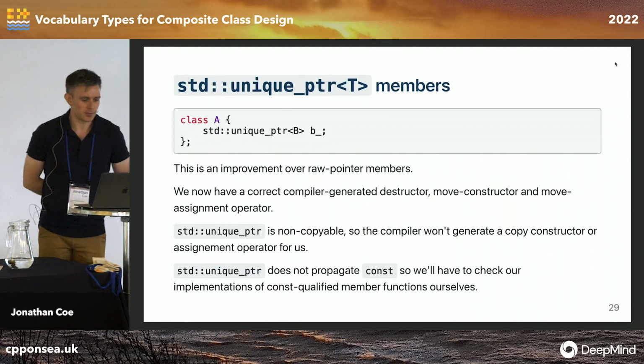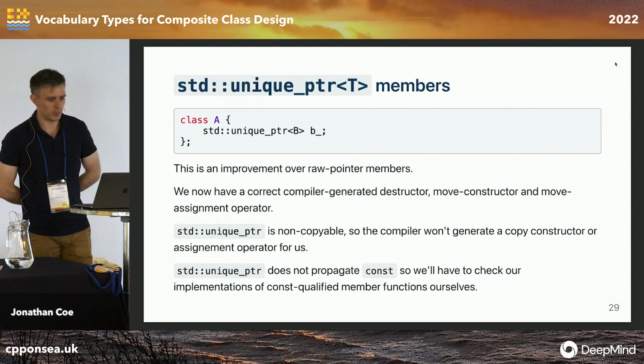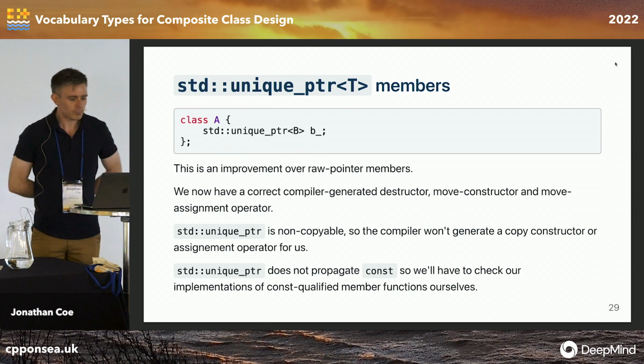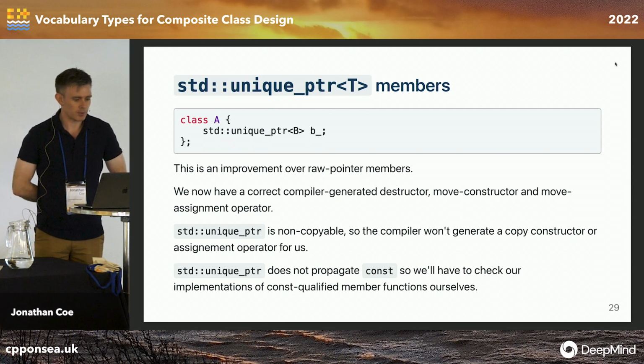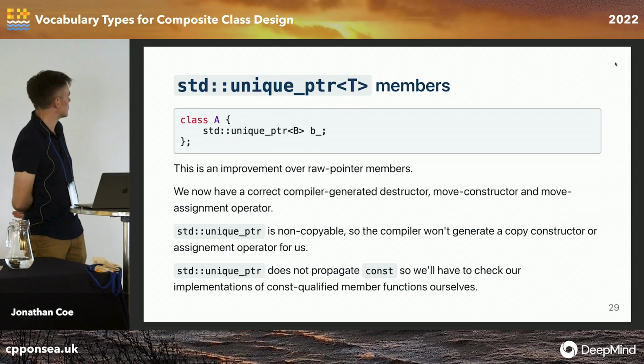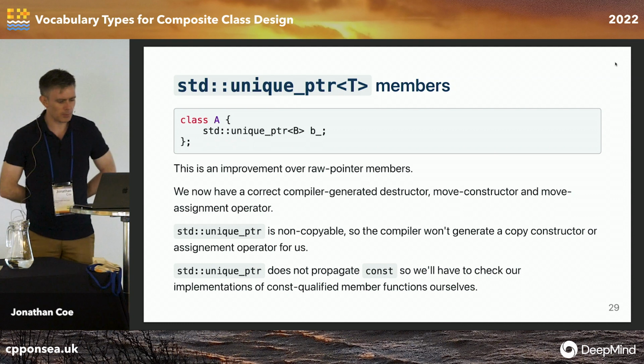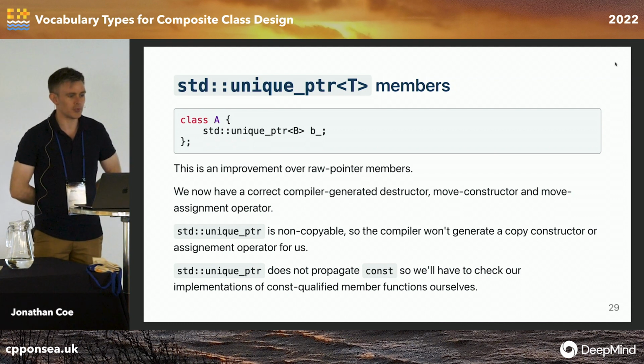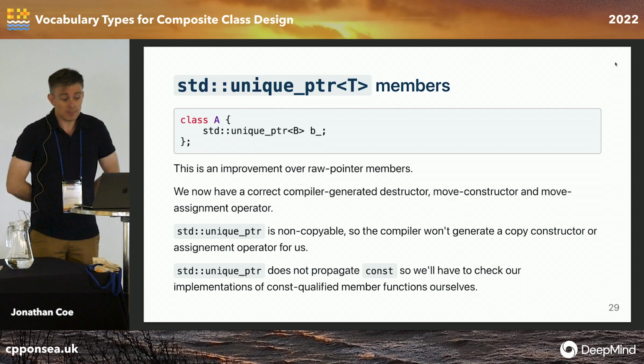So we have unique pointer, which is auto pointer done better with move semantics, really. And we can use a unique pointer to express our component relationship. So this is definitely an improvement over the raw pointer because it's going to write a destructor for us. Yay, that's good. No resource leakage. It's going to write move constructors for us. Also good. No resource leakage. No weird copies. But unique pointer is not copyable, so the compiler won't be able to generate a copy constructor. So we could write our own copy constructor, which might not be terrible.